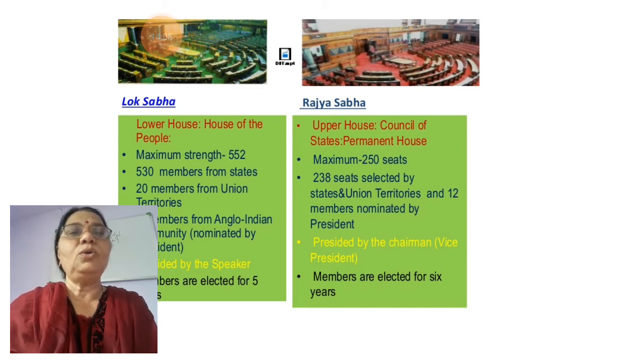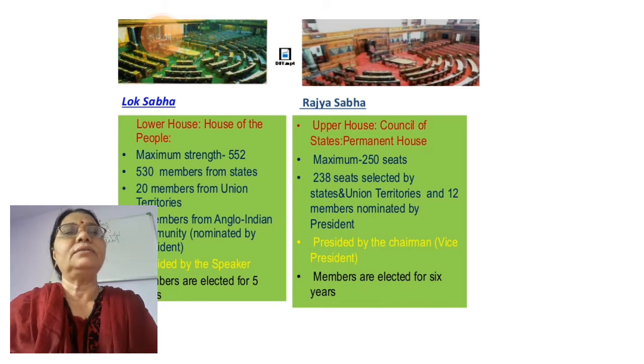Then Lok Sabha lower house, Rajya Sabha upper house. How many members? First of all 533 from states, 20 members from union territories. Then here 238 seats elected by states and union territories, and 12 members nominated by the president. And in Lok Sabha it is 2 nominated by the president. And who presides? This by the speaker, and here presided over by the chairman or vice president. Understood? Rajya Sabha elected for 6 years, Lok Sabha elected for 5 years.